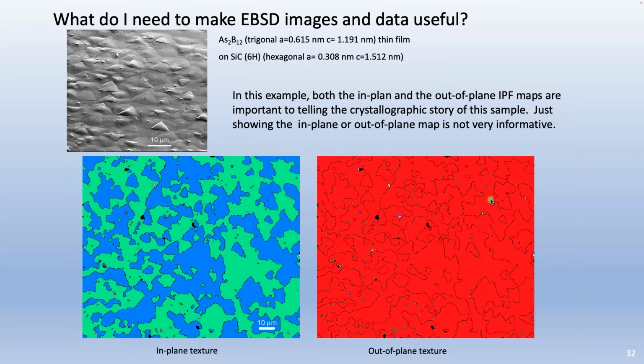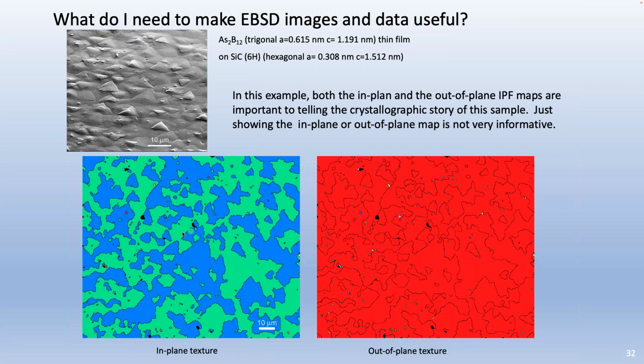So to wrap up, I'm going to talk about what I need to do to make EBSD images and the data useful when I present it. This is an example of a boron arsenide film on silicon carbide. The attempt was being made to grow single crystal boron arsenide for a variety of applications. In fact, if you looked at just the out of plane texture map, you would have said, we've done it. We're successful. It's all a single orientation. We have some grain boundaries plotted, but if we ignored that, we'd say we've done a pretty good job of growing a single crystal.